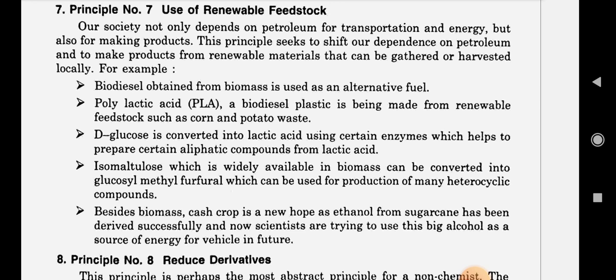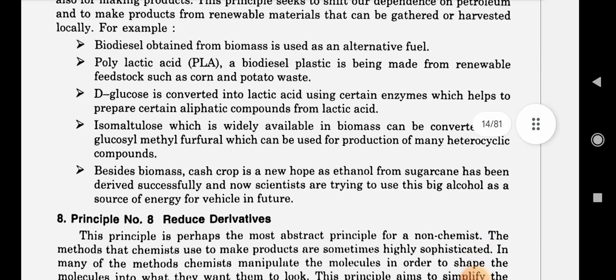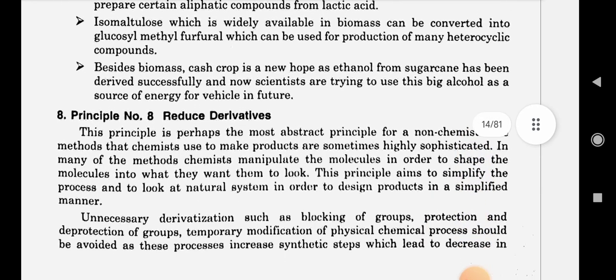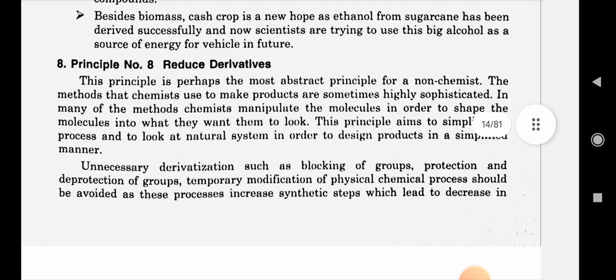Besides biomass, cash crops are a new hope, as ethanol from sugar cane has been derived successfully, and now scientists are trying to use this bio-alcohol as a source of energy for vehicles in future.